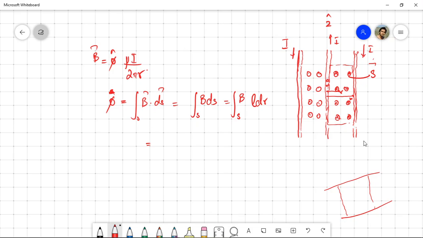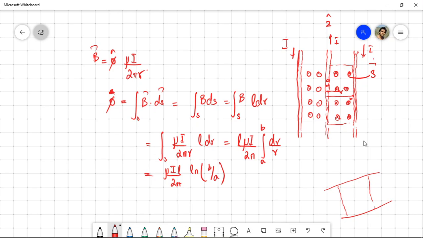What we'll do here is put in the value of B. The value of B is mu I over 2 pi r, and then we have L, and then we have dr. We'll take the constants out. L is constant, mu is constant, I is constant, 2 pi is constant. The only thing that remains is dr over r, and we have to integrate from a to b, so that we take into account all the values of r in between a and b. We'll integrate this and we'll get mu I L over 2 pi times natural log of b over a. So this is the value of phi.